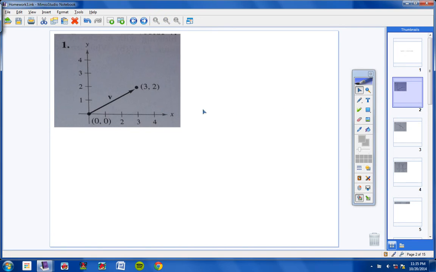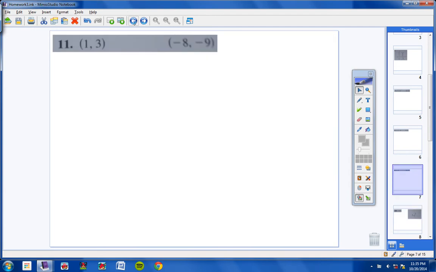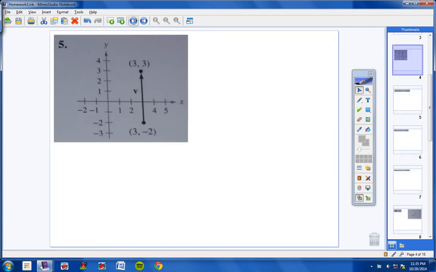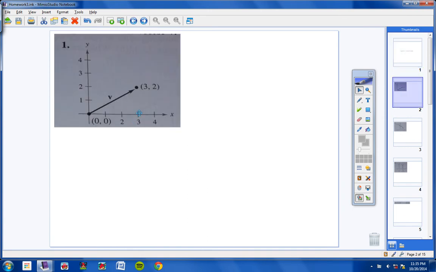For numbers 1 through 11, we are going to write these vectors in component form, and then we're going to find their magnitude, okay? So here we go. Number 1.